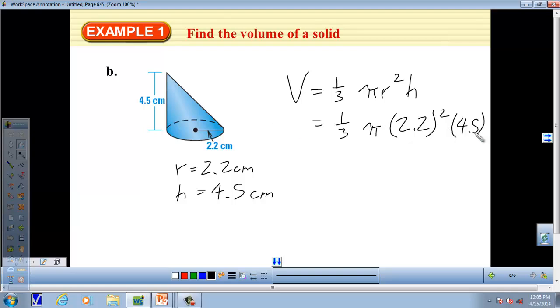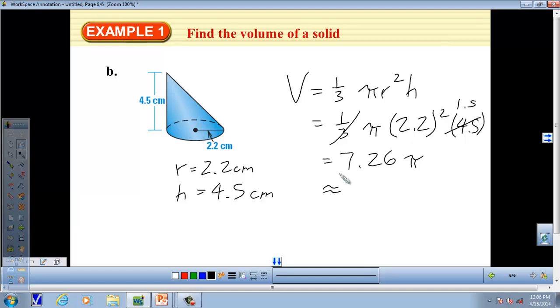I know that 4.5 is divisible by 3 because 45 is divisible by 3. So I'm going to do 4.5 divided by 3, and I'm going to get 1.5. So I'm going to cancel those out and call that 1.5. And then I'm going to multiply 2.2 squared times 1.5. We get 7.26 pi. Make sure you put it in this format so it makes us know that you're doing it right. And then the last step should be multiplying times pi.